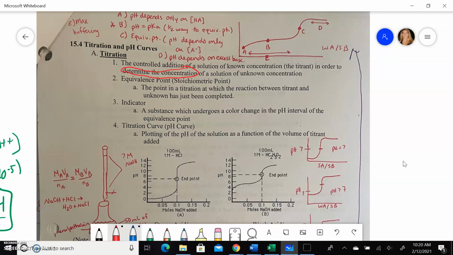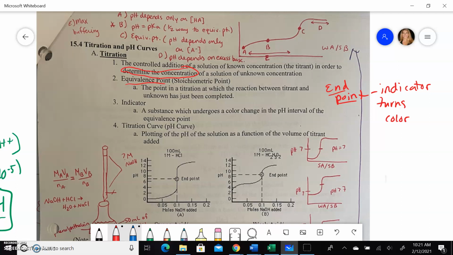And there's another word called the end point that you might want to jot down. The end point is the point at which the indicator turns color. So ideally, these two would happen at the same time, the endpoint and the equivalence point. If you choose the indicator that turns color at the right pH, then it will turn color when the equivalence point happens. That's the whole point, is that we need to see when the reaction is happening, and most reactions you can't tell when they're finished. So the indicator will tell us that.